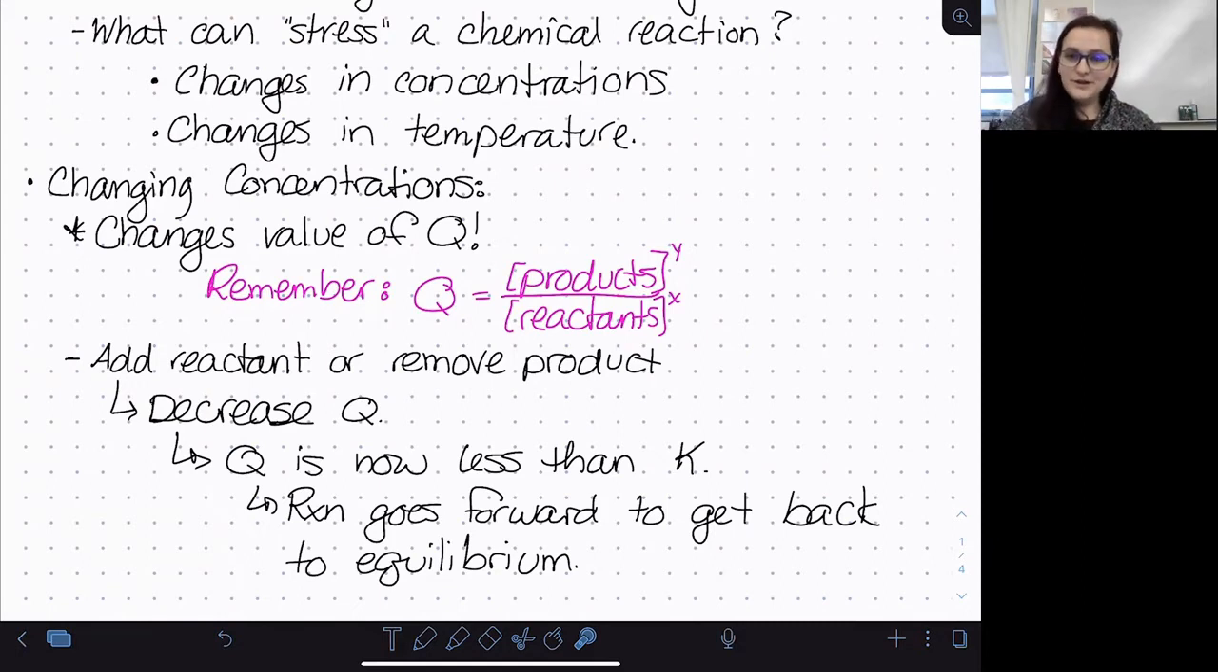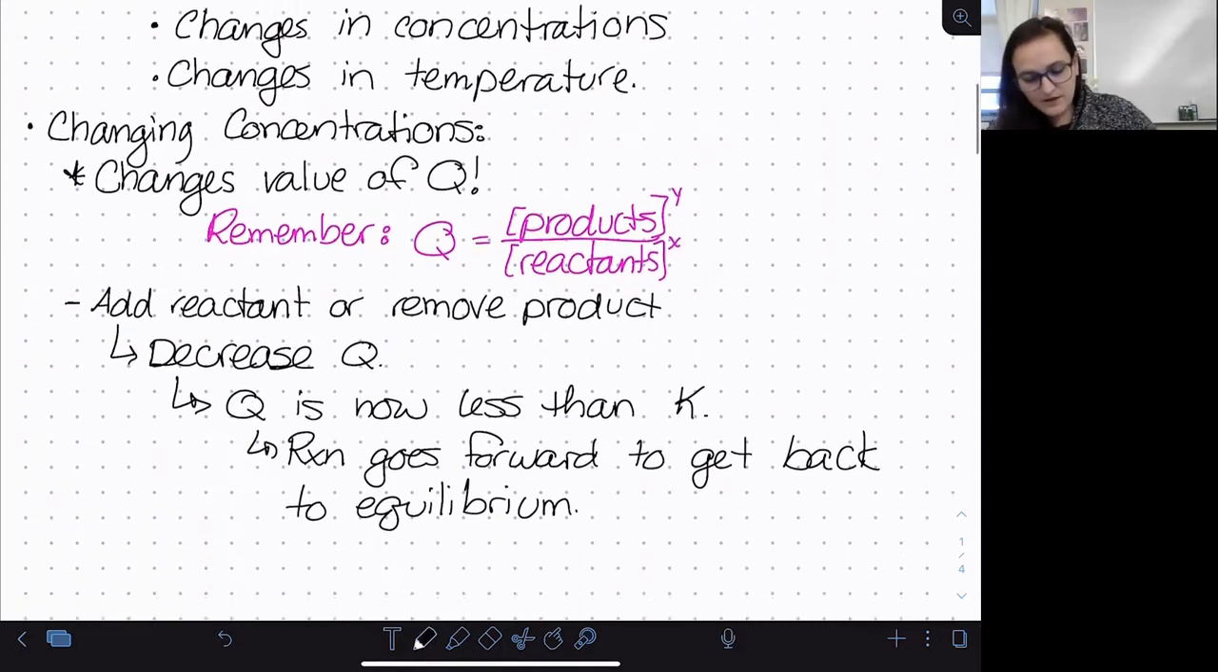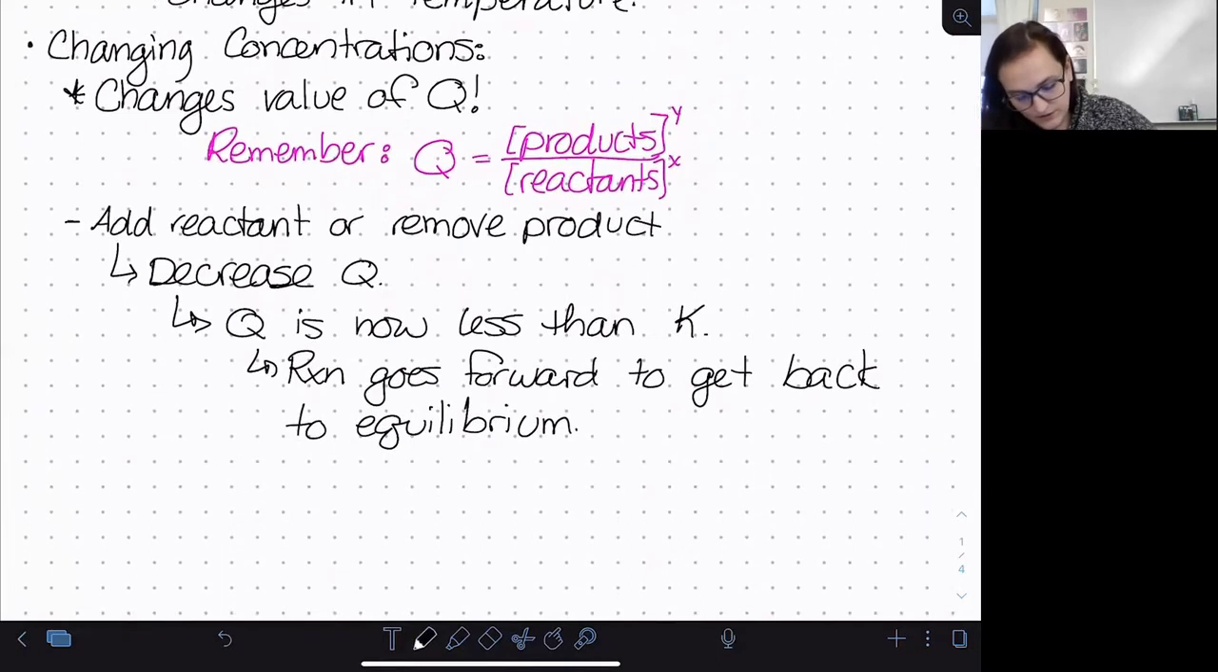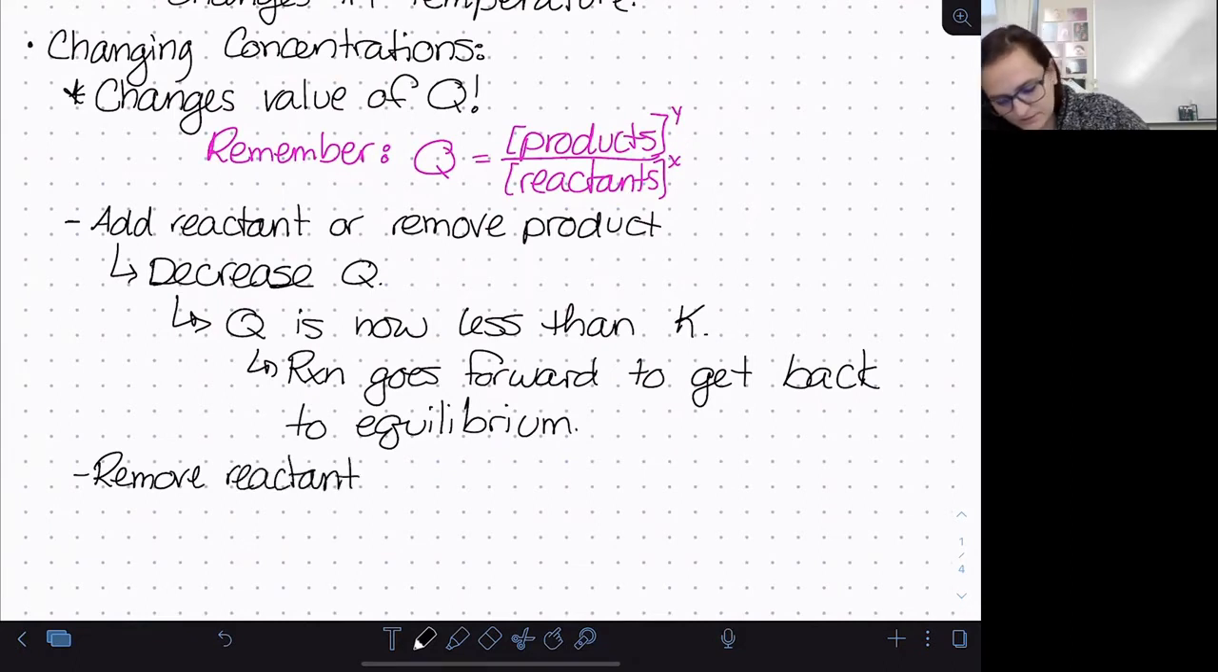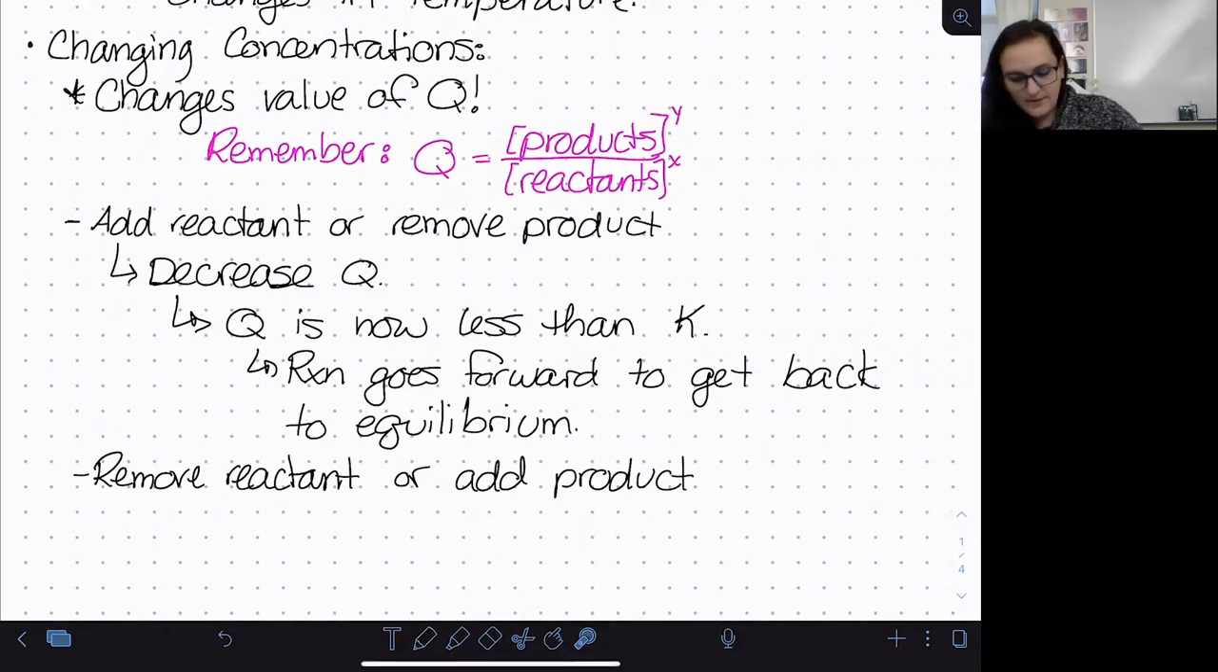If you want to go in the other direction for whatever reason, you could either remove or decrease the concentration of reactant, or add or increase the concentration of product. Now we're doing the opposite. We're making our denominator smaller or our numerator bigger, both of which increase the value of Q.